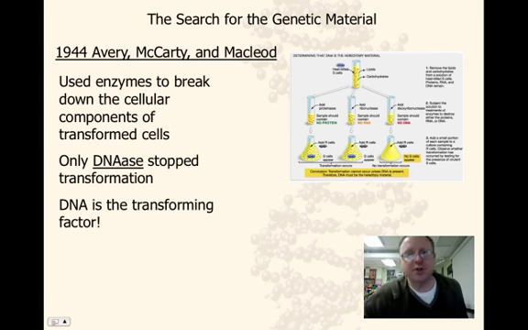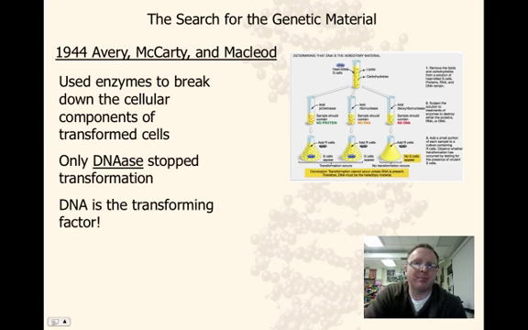The next group of researchers that jumped onto the search for the genetic material were a group called Avery, McCarty, and McLeod. This was three researchers who in 1944 did a very important experiment that identified the transforming factor. What they did is they used enzymes to break down the different cellular components of cells that had gone through transformation. And they found that when they used these enzymes, the only kind of enzyme that would stop transformation was an enzyme called DNase, or deoxyribonuclease.